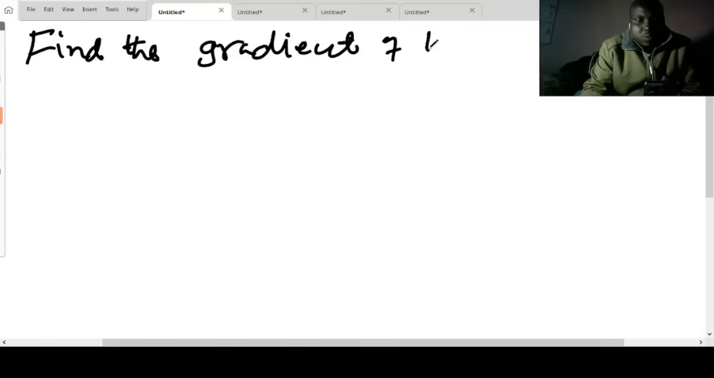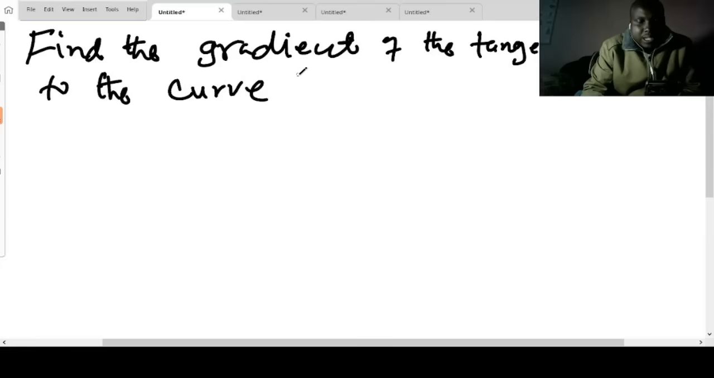Find the gradient of the tangent to the curve y is equal to x cubed plus 2x plus 1 at the point 1, 4.